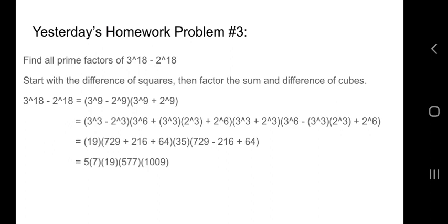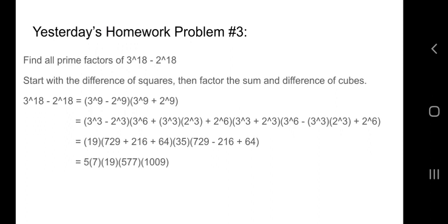We have, looks like 1, 2, 3, 4, 5, 6 factors there. Wait, no, sorry. Actually, there's only 4. I miscounted. Yep, there's 4 factors, which is pretty good, right? 3 to the 18th power is a huge number, and 2 to the 18th power is also huge. It's just not reasonable to try to compute those by hand, or even with a calculator, subtract and then try to factor it. That's just insane. So it's great that we have a factoring trick.